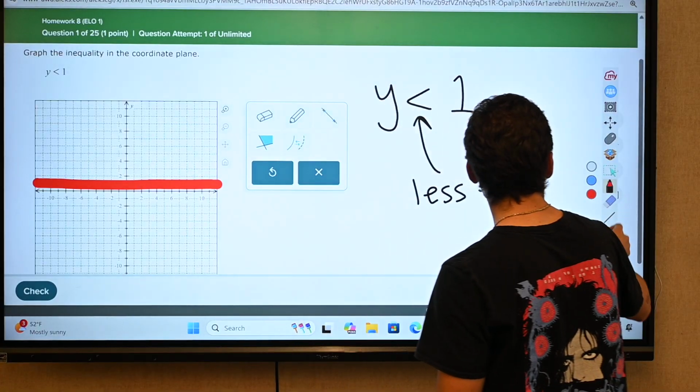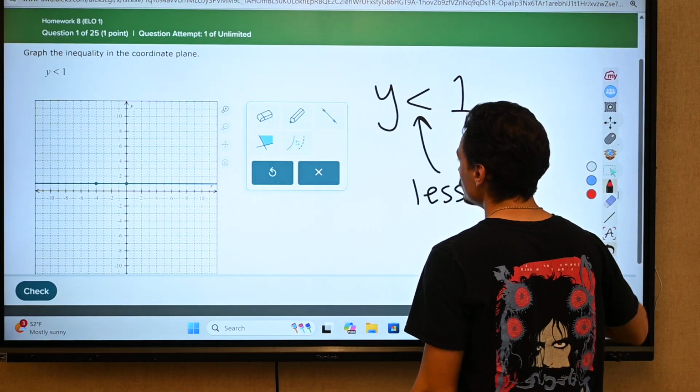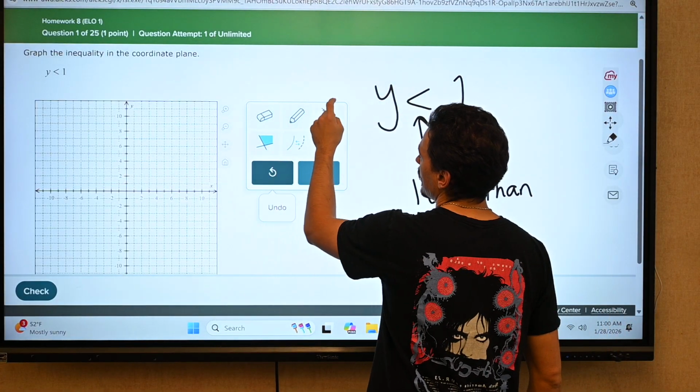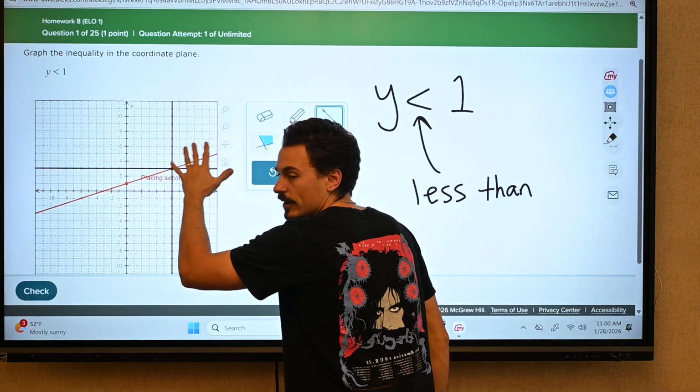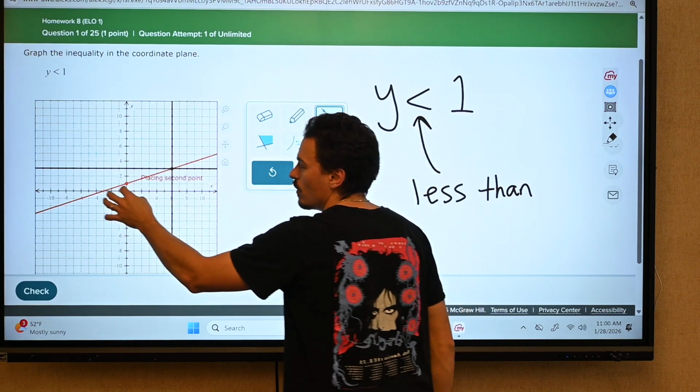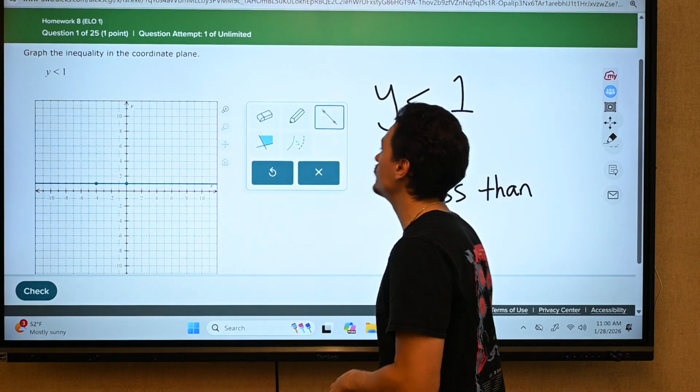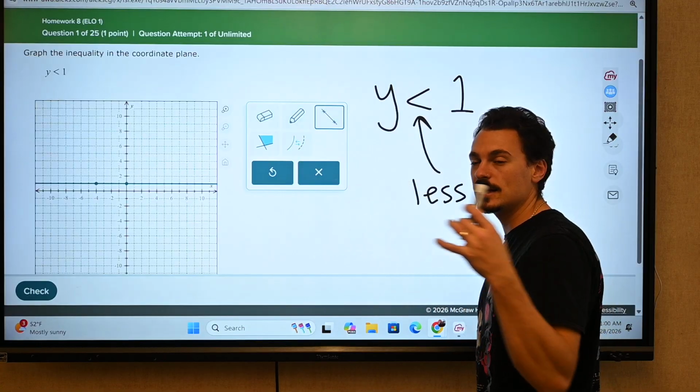So on your Alex, you're going to take your line tool at y equals 1, and then the red line right here is going up and down. That doesn't work. You have to do y equals 1. So anytime you have just a y, it means the line goes side to side.